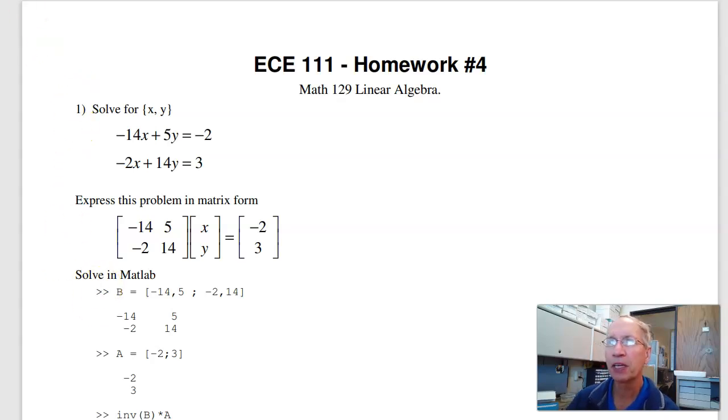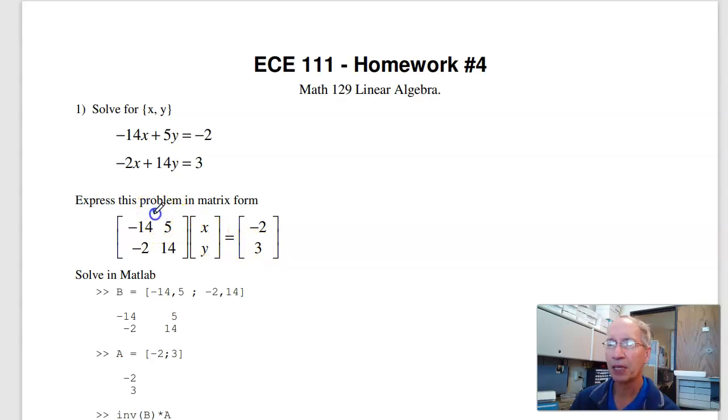So for example, if I have two equations and two unknowns, I would first put that in matrix form, setting my variables as x and y. The first row is the first equation, so minus 14 times x plus 5 times y is minus 2. The second equation is the second row: minus 2 times x plus 14 times y is 3.